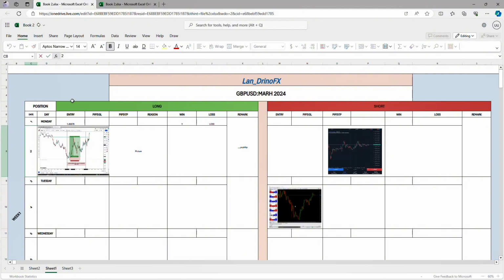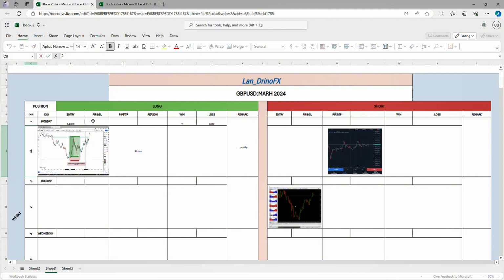If you are starting that week on a Monday, you are going to write Monday here. I've already written Monday, so don't worry. Under entry here, you are going to write your entry price. Let us say you want to buy GBP USD. What is the entry price of GBP USD you want to buy at? You are going to write it down here.